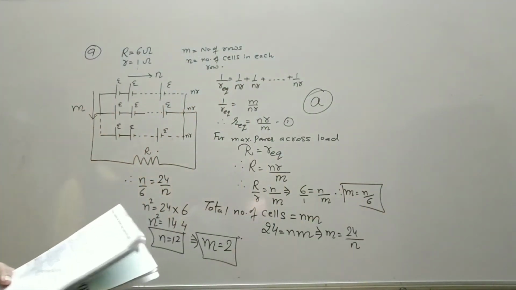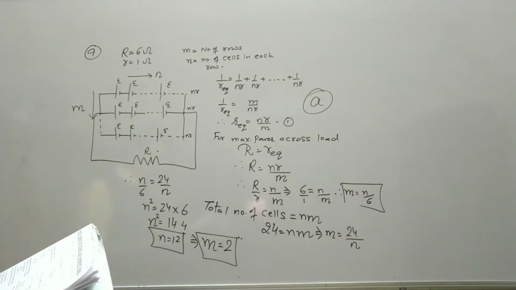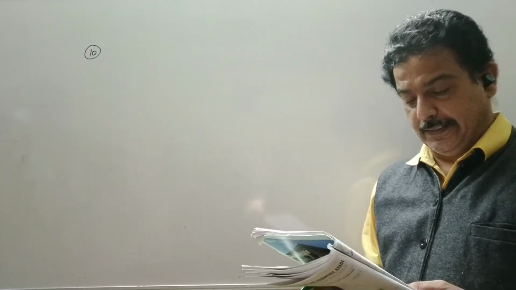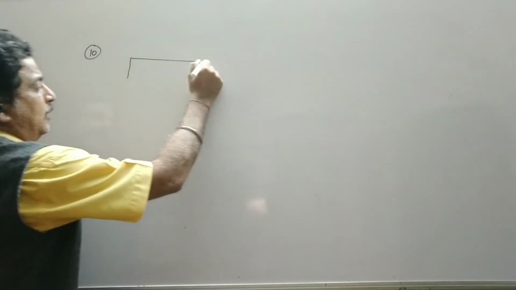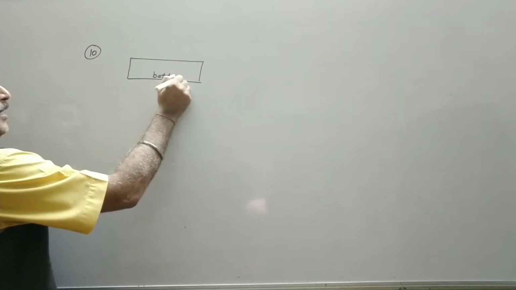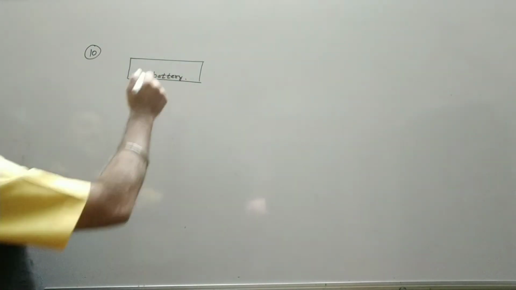So in the option we have A itself, that is 2 rows having 12 cells in each row. Now question number 10, MCQ number 10. 12 cells each having same EMF are connected in series and are kept in a box. Say some cells are wrongly connected. So we have a battery which consists of 12 cells inside it.